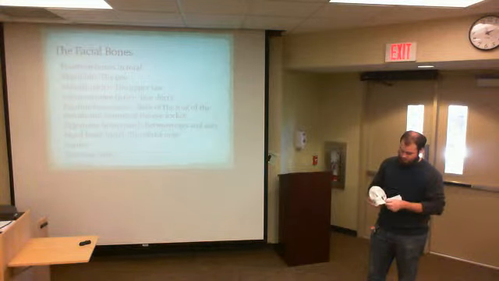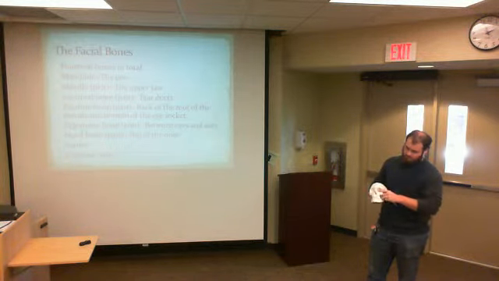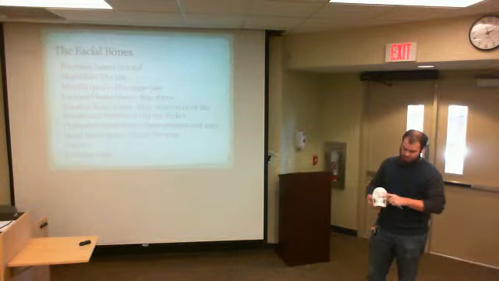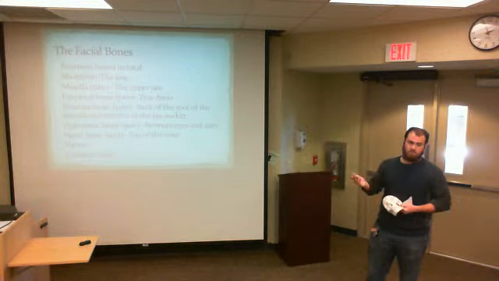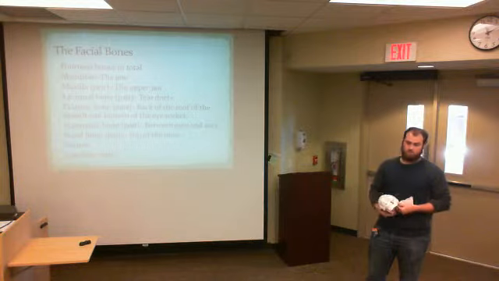The lacrimal bone is this little tiny bone right here, on the side of your nose, and it's got these little ducts in it. They're tear ducts, for when you cry, so your eyes don't get fogged up with water.